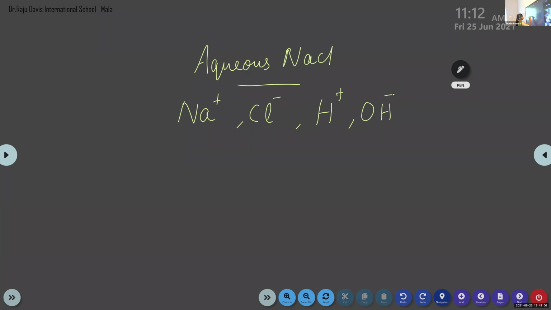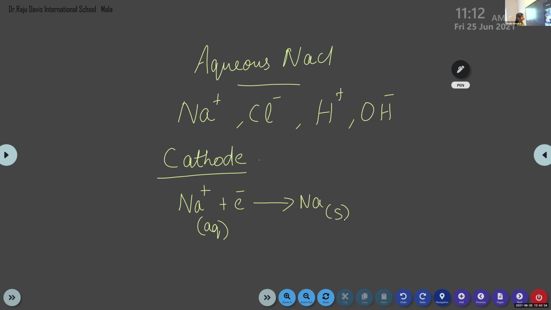So in the case of the cathode, there will be the possibility of 2 reactions. It is Na plus, in aqueous state, plus electron gives Na, sodium. Okay, this is one reaction, and its standard electrode potential is equal to minus 2.71 volt.